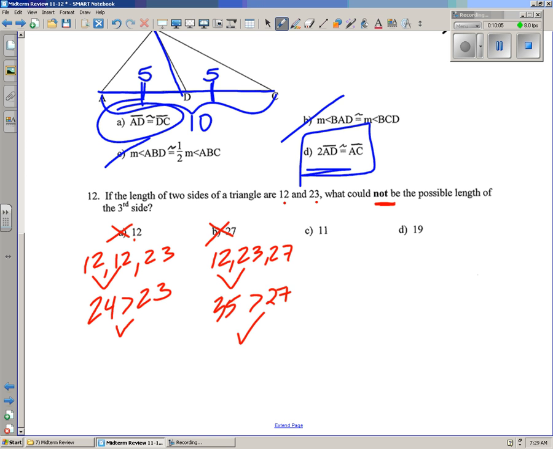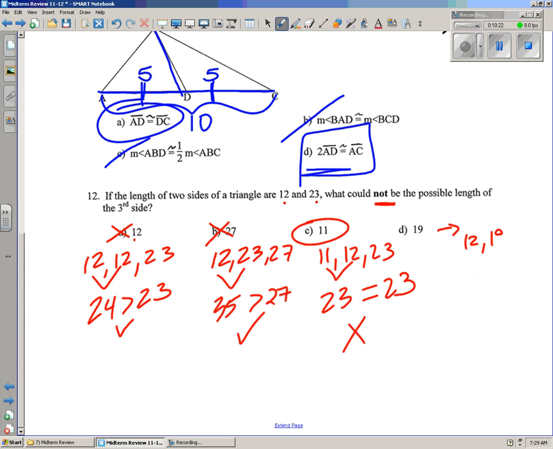If I had 11 as my third side, my sides in order would be 11, 12, and 23. And 11 plus 12 is 23. That is equal to 23. That doesn't beat 23, not greater than. So that triangle does not work. There's our answer.